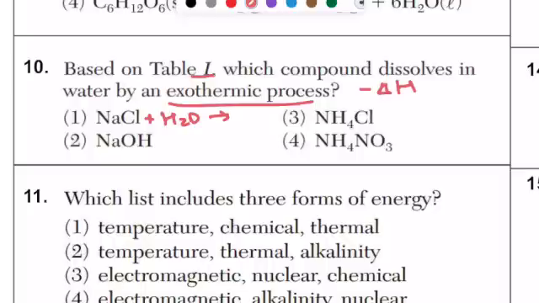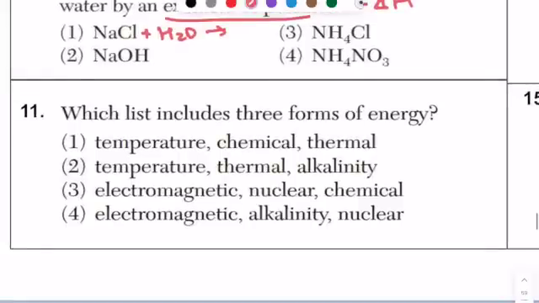So you should have a negative value for delta H. Which list includes 3 forms of energy? Some examples that I see here are temperature, chemical, and thermal. That's a good one, because in the next one we see temperature, thermal, and alkalinity. That is just basicity, so that is not energy. Electromagnetic are just radiations, not energy. Then same thing for the next one. Those two are not energies.